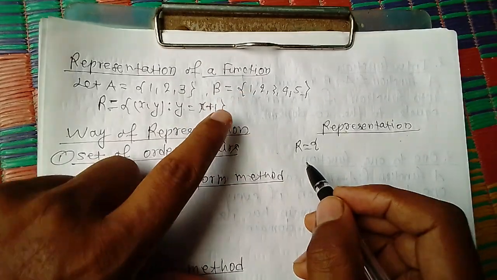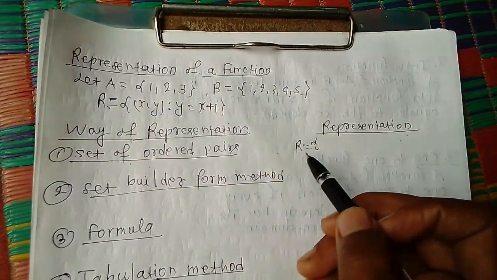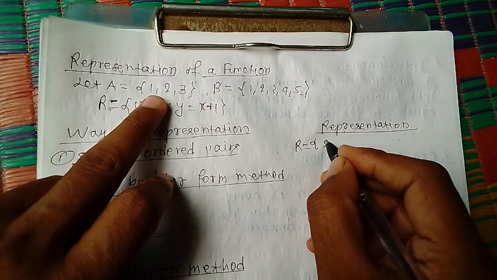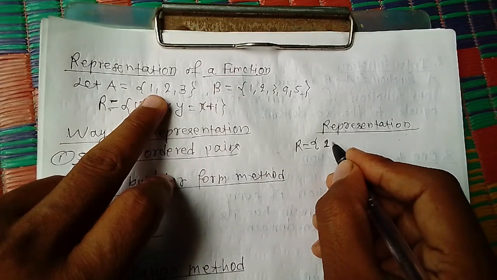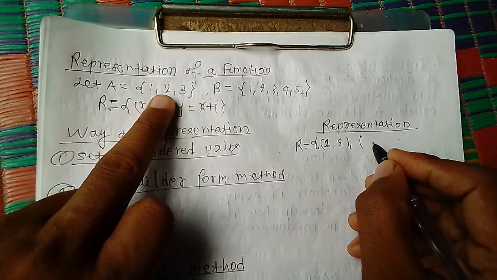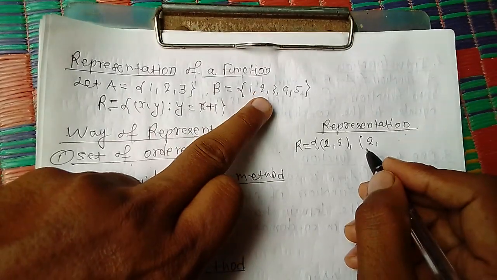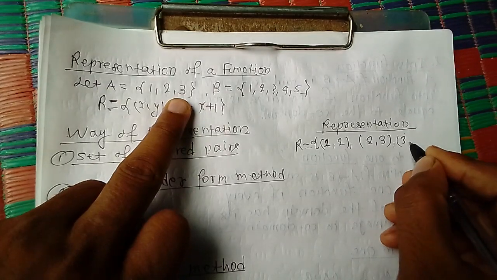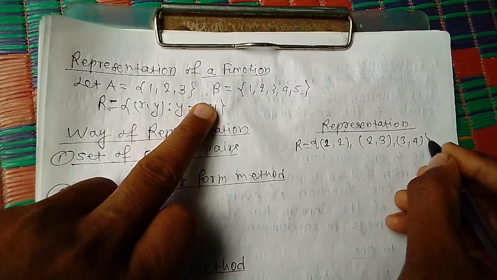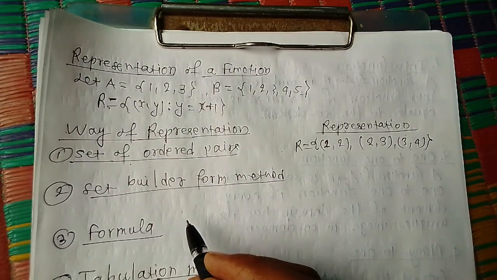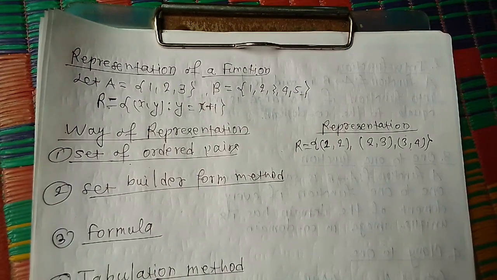So choose such a relation. If we select x as 1, then 1 plus 1 is 2, and if we select 2, then y will be 3, and if we select 3, then it will be 4. So this will be the set of ordered pairs. And again, the set builder method. What happens in the set builder method?